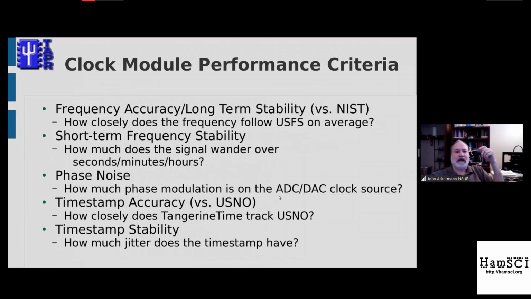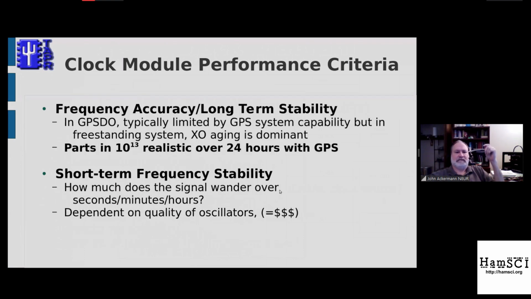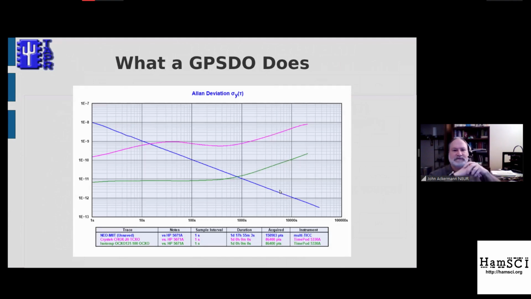Sorry, that was a, okay, there we go. Sorry, for some reason it went backwards.